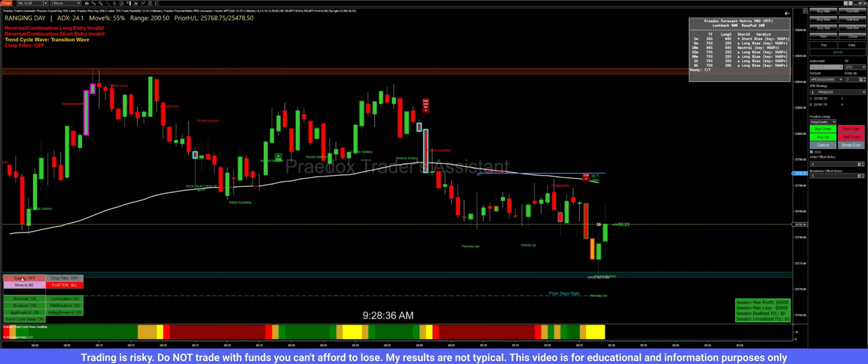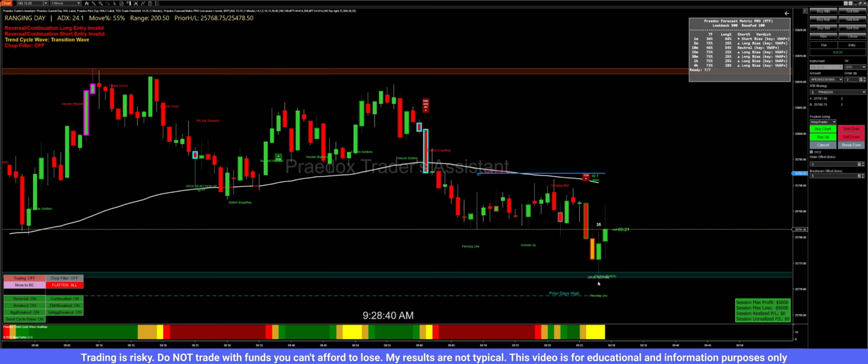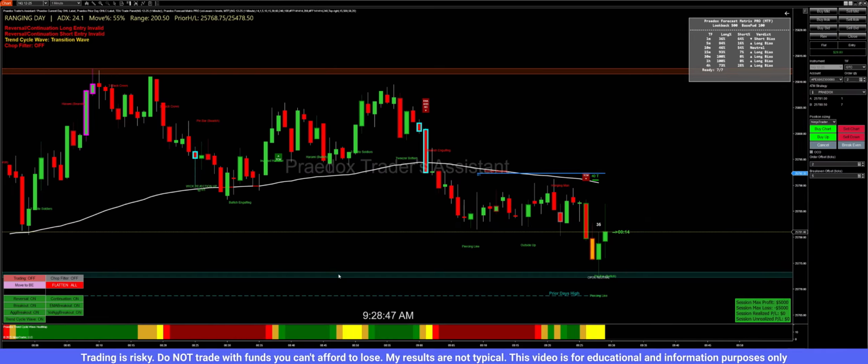Right now we are in manual trade mode, waiting to see. We do have a forecast of a neutral open at this point. We do have a pin bar that's bullish here, sitting off of this area of support. We do have long biases on the upper time frames.